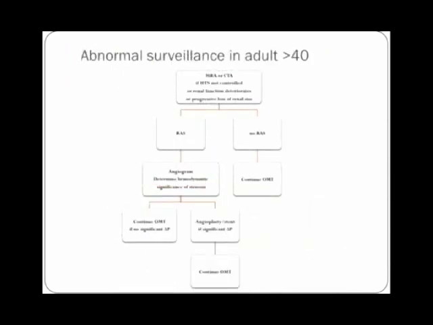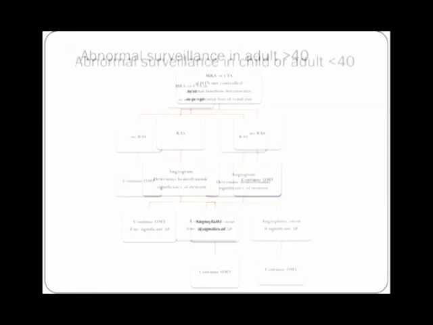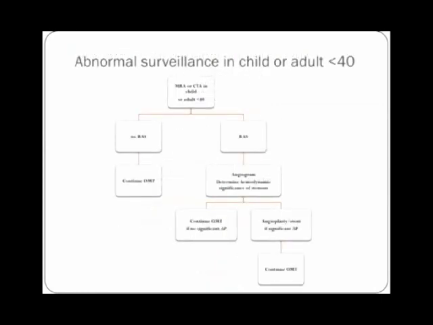So this is the patient that has abnormal surveillance in an adult over 40. They need to get an MRI and a CTA or an MRA. And if they're seen to have renal artery stenosis, then they should go on to angiography. And if they have a significant stenosis, then they need to be treated, either with angioplasty or stenting, depending on the disease process and what's found at that time. And then they go into the optimal medical therapy again. If they don't have a renal artery stenosis on those, then they just go on to the optimal medical therapy again. As for abnormal surveillance in the child or the adult under 40, I've already just said this.